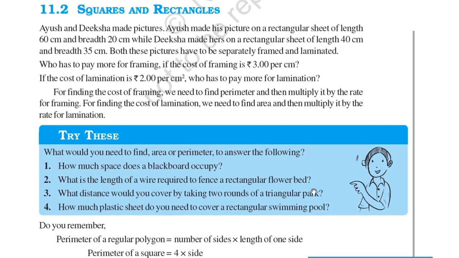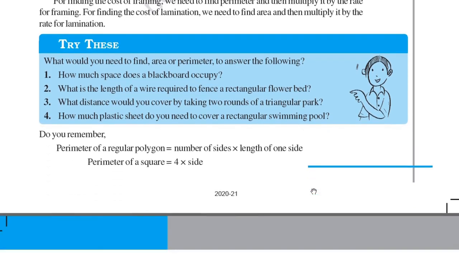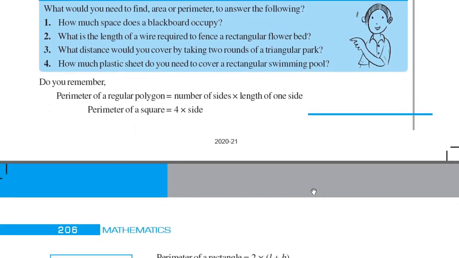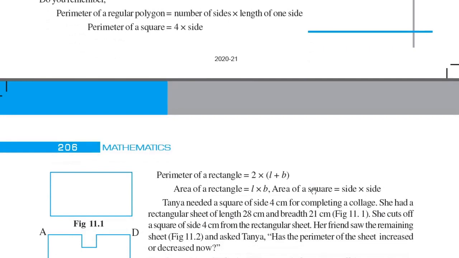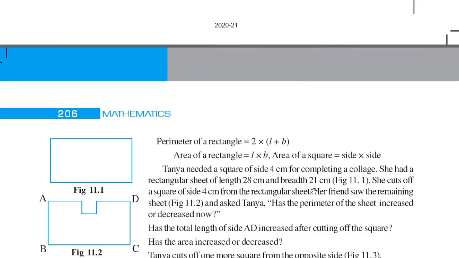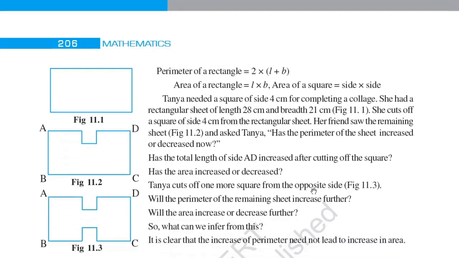For finding the cost of framing, we need to find perimeter and then multiply it by the rate of framing. For finding the cost of lamination, we need to find area and then multiply it by the rate of lamination. So here is a try this session. After that, do you remember, perimeter of a regular polygon is equal to number of sides into length of one side. So perimeter of a square is 4 into side, and perimeter of a rectangle is 2 into (L plus B). Area of rectangle is L into B. Area of square is side into side.